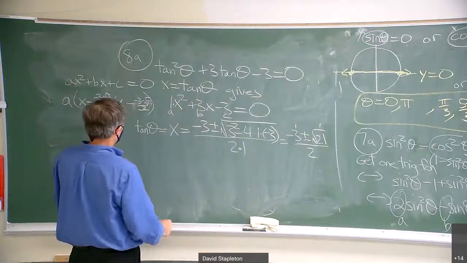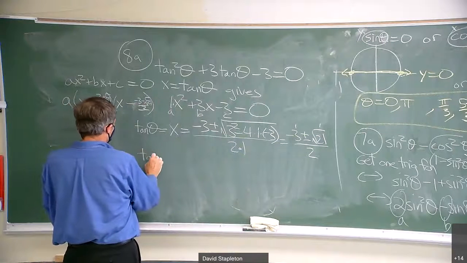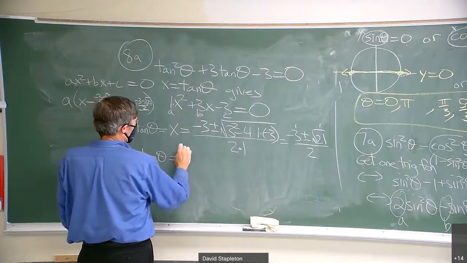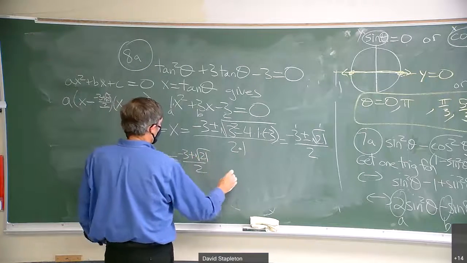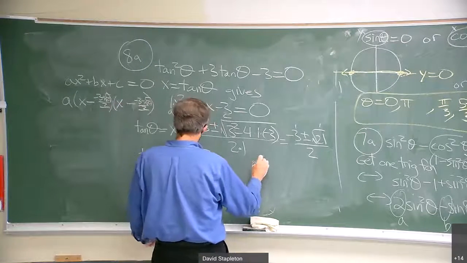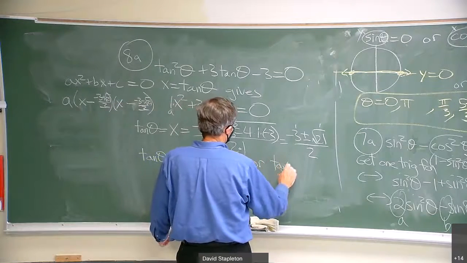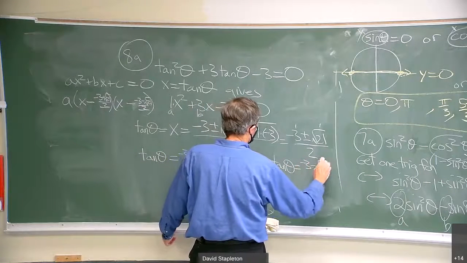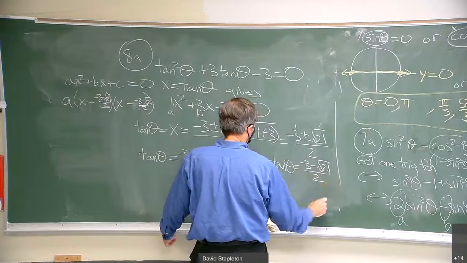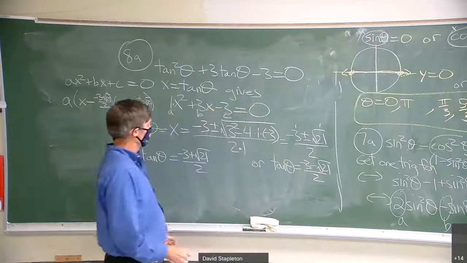Well, we have two cases. Tangent theta equals (-3 + square root 21)/2, or we have tangent theta equals (-3 - square root 21)/2. Both those give a solution. Tangent can be anything.